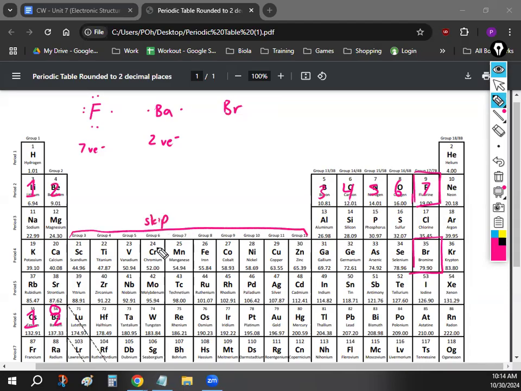The reason why is that, if you remember, this is the D subshell, right? And this right here is actually the 3D subshell. So we don't count these when we're counting the valence electrons. So for bromine, we would count 1, 2, 3, 4, 5, 6, and 7. So bromine has 7 valence electrons. So just keep that in mind. We skip this middle section when we come to the valence electrons.